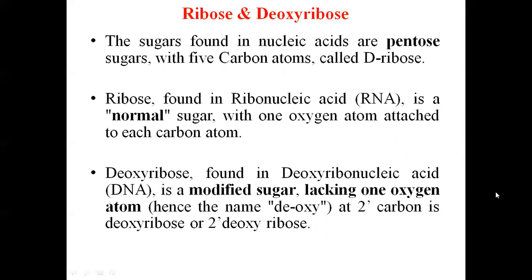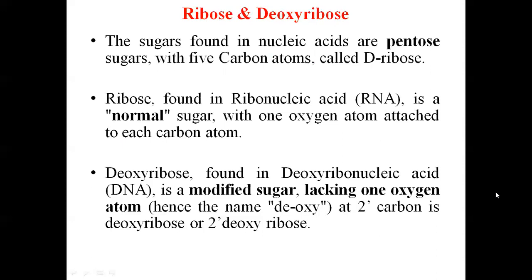Deoxyribose. Deoxy means without oxidation. The term itself indicates that 1 oxygen atom is absent. Deoxyribose is found in deoxyribonucleic acid, DNA. It is a modified sugar. That means it is lacking 1 oxygen atom, without oxidation, deoxy, at the second carbon.